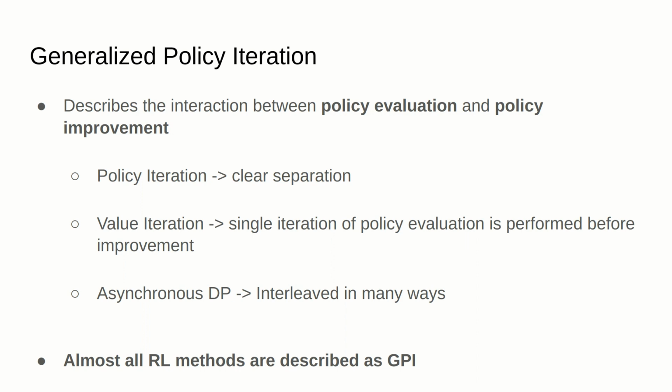So almost all RL methods are described as GPI in the sense that they all have identifiable policies and value functions, with the policies being improved with respect to the value functions and the value functions being driven to accurately represent the policies. And when this whole process stabilizes, a policy is found that is greedy with respect to its own value function. And at this point, the Bellman optimality equations hold and Q star and V star have been found.